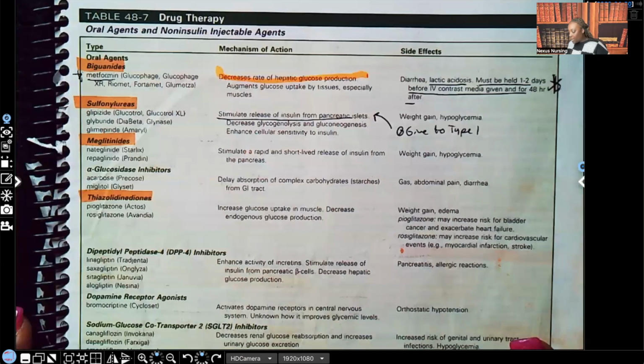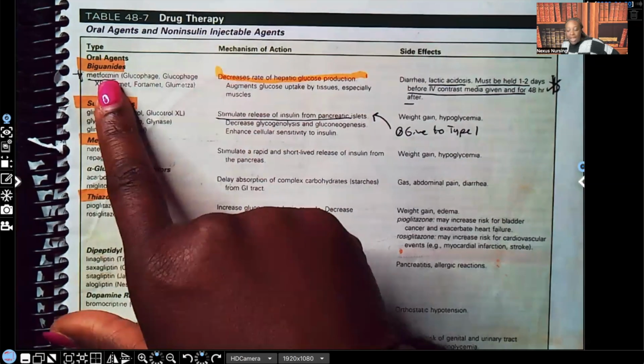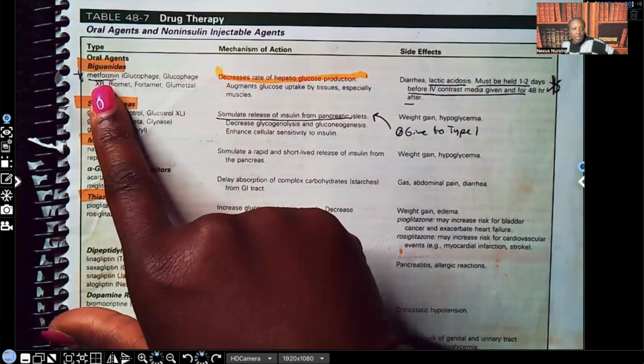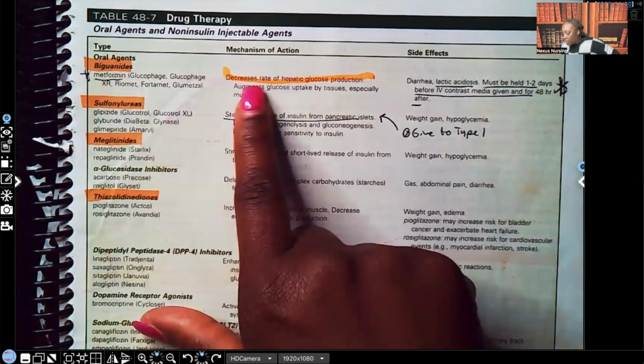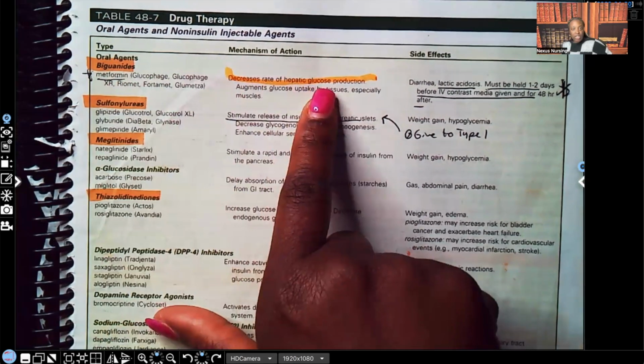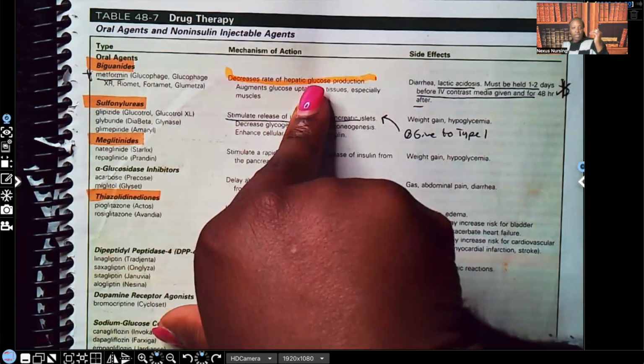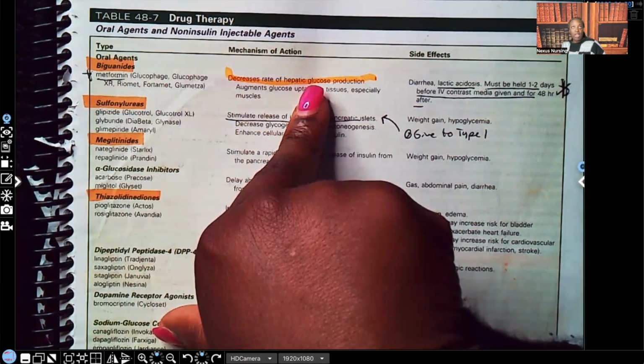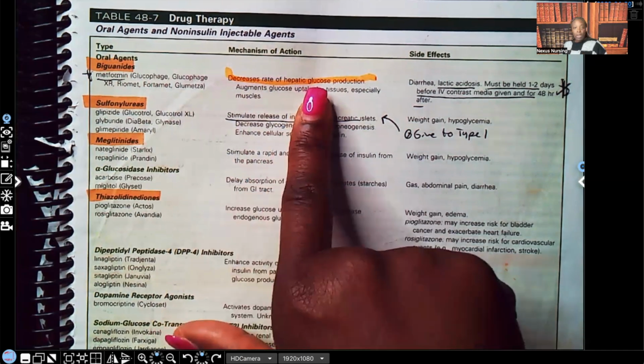Important things to keep in mind. Again, guys, our biguanides, only one medication falls under that class. That's our metformin. How does it work? It decreases the rate of hepatic glucose production. It stops the liver from making all that glucose, and it makes the body more sensitive to the insulin that's being used.